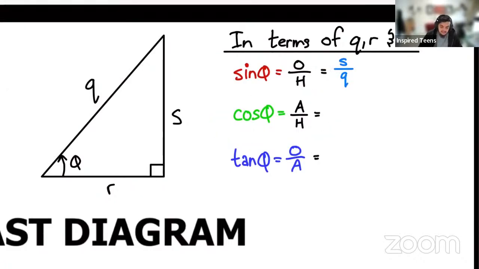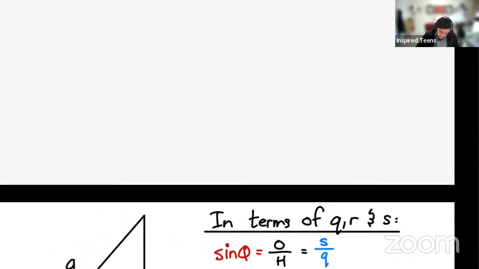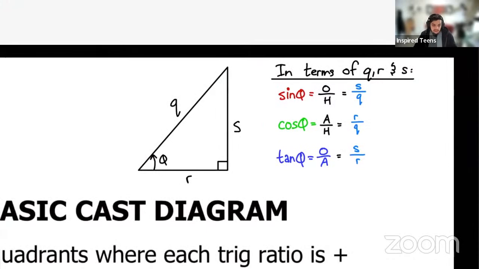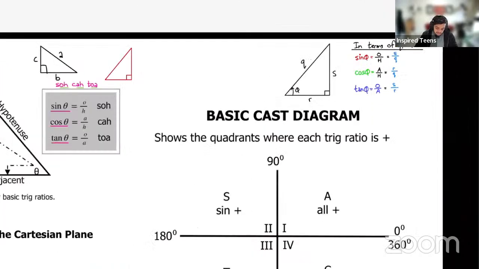Let's talk about cos theta. Cos theta is adjacent over hypotenuse. The hypotenuse is still Q. The adjacent is what's next to theta, the side that's next to that angle, and that is R. So adjacent over hypotenuse becomes R over Q. Then we talk about tangent. Tangent is opposite over adjacent. Opposite to theta is S, adjacent to theta is R, so it's going to be S over R. That's the value of tangent theta, cos theta and sine theta in terms of variables.